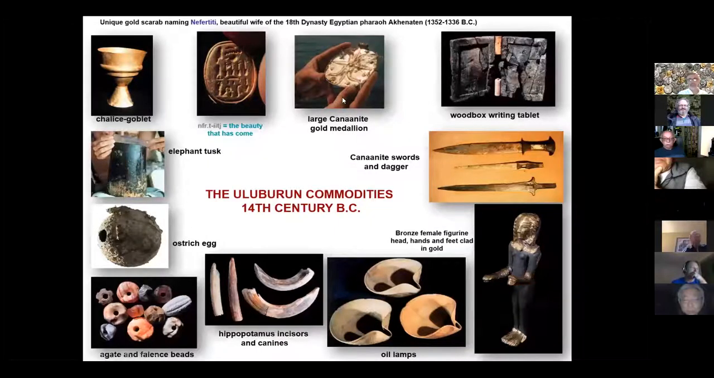And then this gold medallion from the Canaan is really interesting. What was it doing in the cargo of the ship? Was it purchased to resell in a different location? Who knows? The elephant tusk, I can understand. Ivory was an important carving art material. If there was another use for it, I don't know. Ostrich egg, who knows what they were using them for? Beads, of course, for ornamentation.